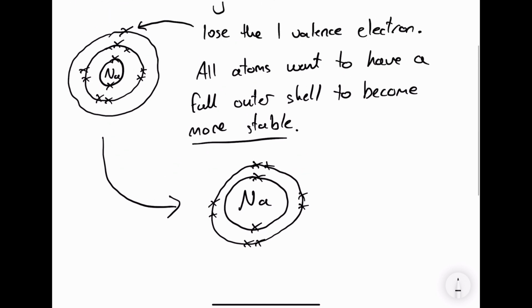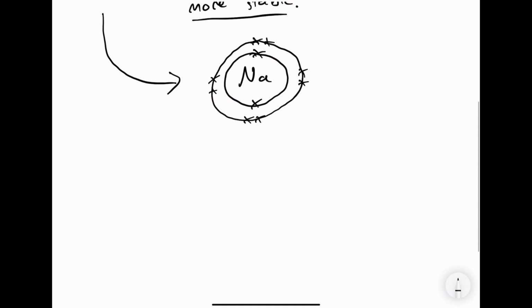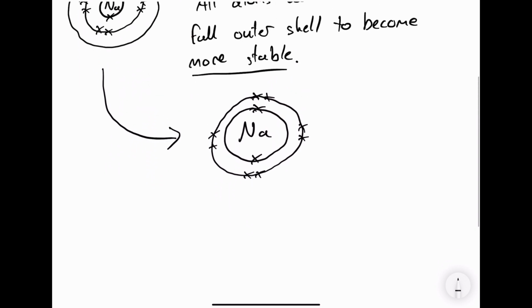Now the electron that it's lost will go somewhere. It's not created or destroyed. Law of conservation of mass. It will go somewhere, but it's lost from this atom. So now, to complete our diagram, we draw square brackets around the atom, and we give it a charge.